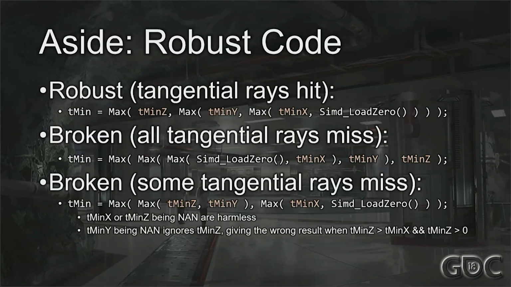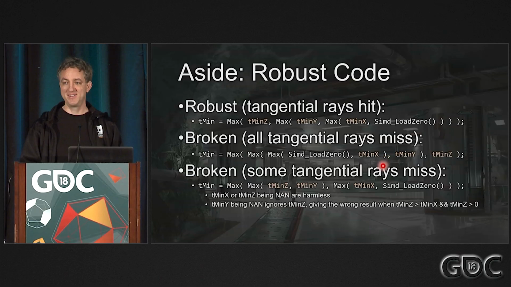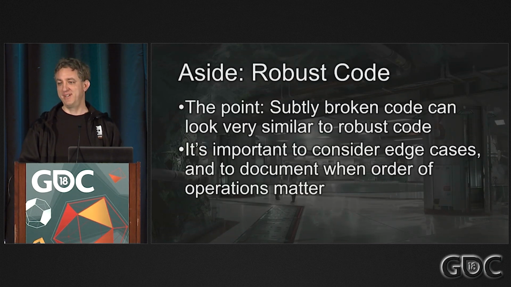So, robust code. This code is robust. This code looks almost exactly the same and is broken. This code looks almost exactly the same and looks like it's better because it has a lower dependency chain. And it's less broken, but it's also broken. So when you have code like this where you've carefully designed it, leave warnings in the comments so that future programmers don't come in and make things better and break edge cases that happen to one person every month or so, and you chalk it up to gremlins.